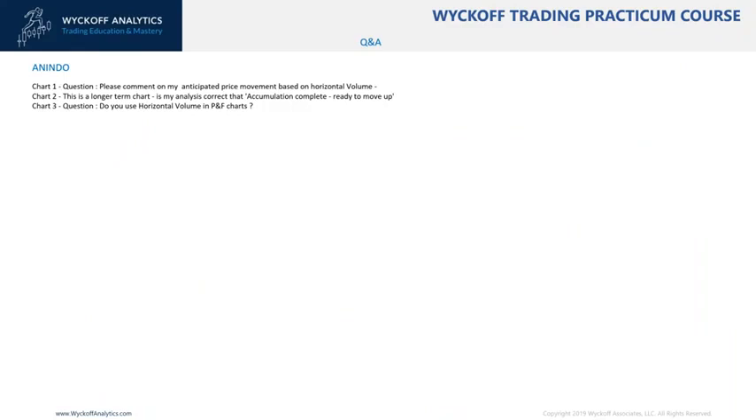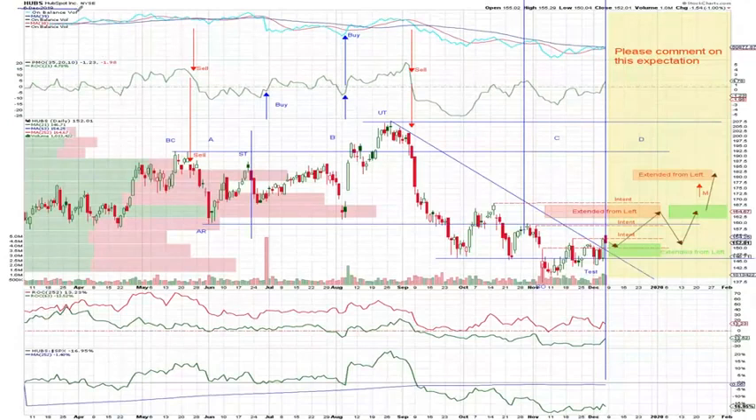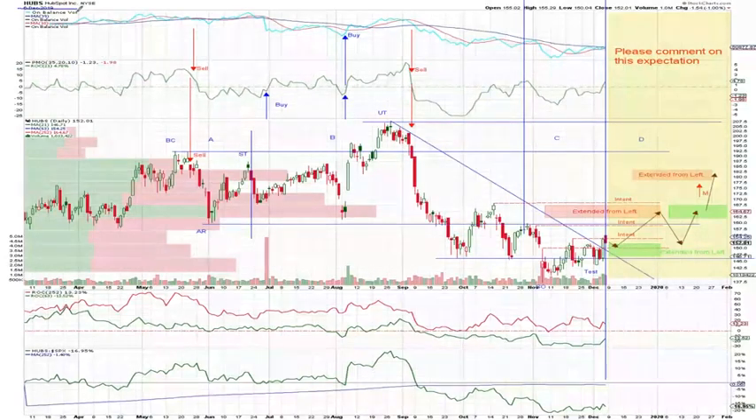Another question, and 3 charts are following these questions, and I think after this we're going to stop. So from Maninder, question number 1: please comment on my anticipated price movement based on horizontal volume. Okay, here we are. HubSpot, also a very interesting stock, definitely in that area that is really, really hot.